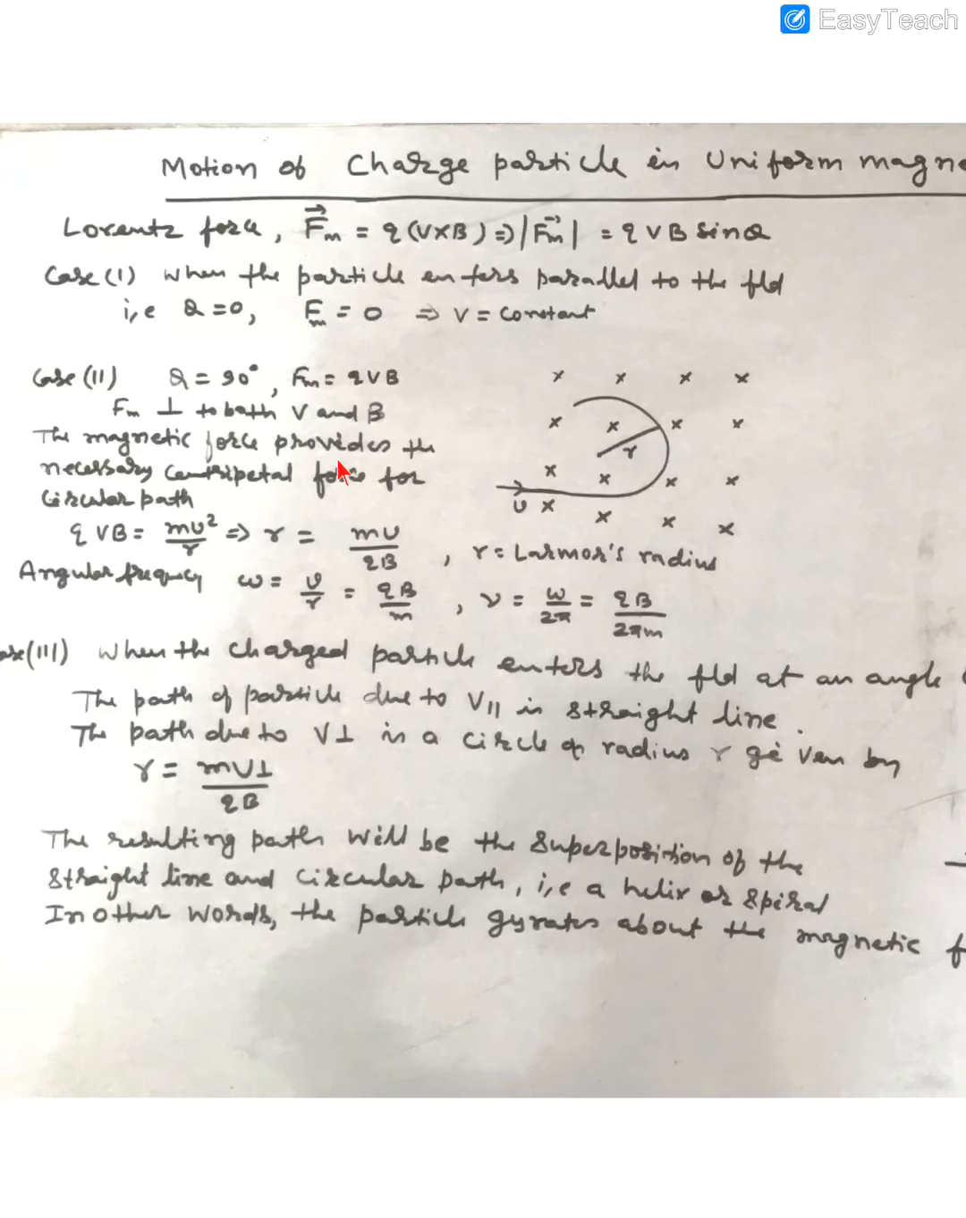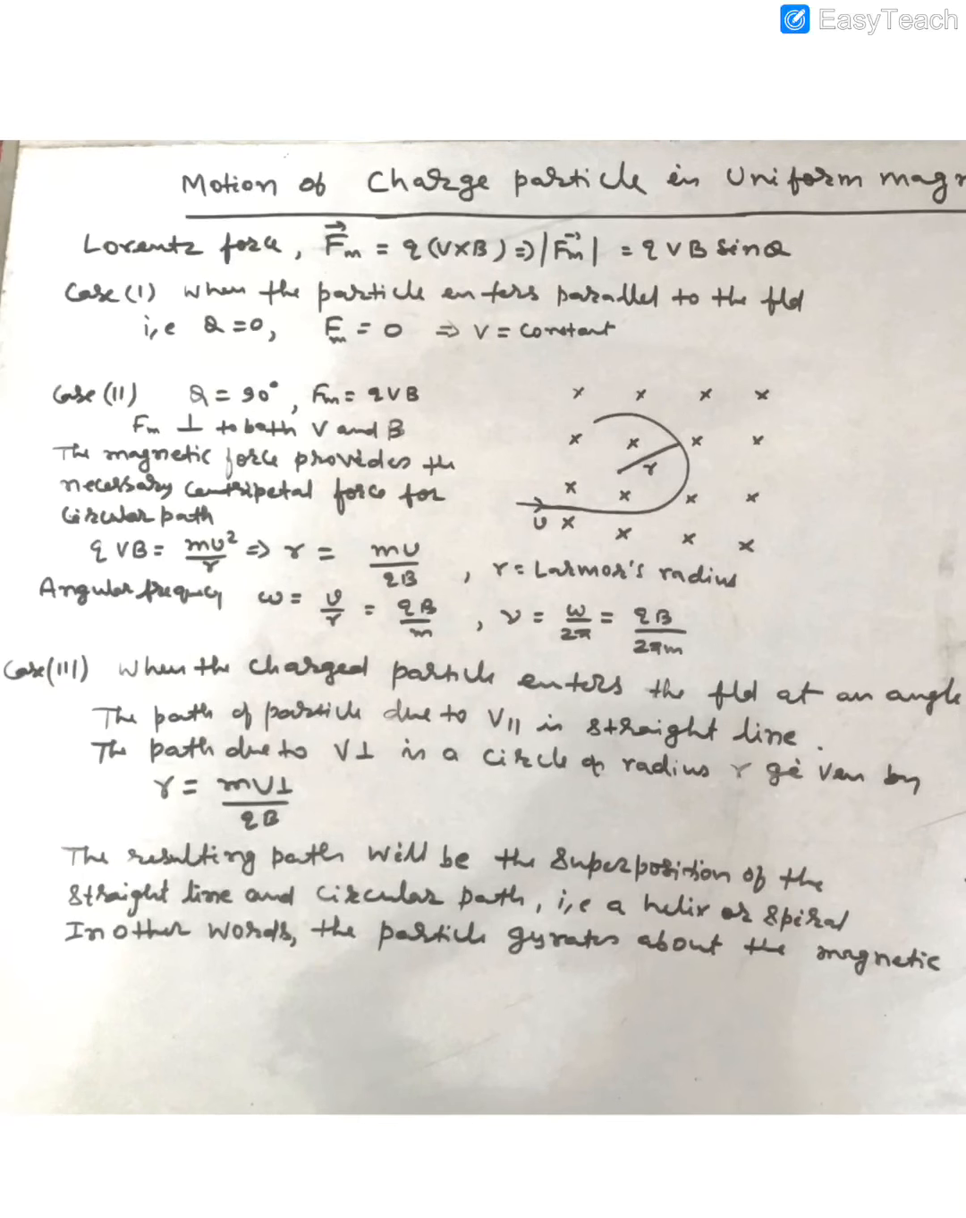Now, the third case, when the charged particle enters the field at a certain angle to the field direction. In this case, we can resolve the velocity into two components. The first is the velocity component v parallel, that is parallel to the direction of field, and another component of velocity is v perpendicular, that is normal to the direction of the field.